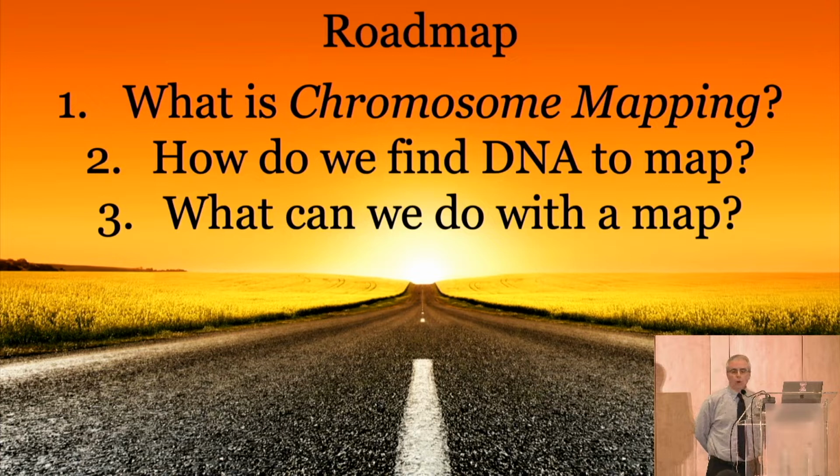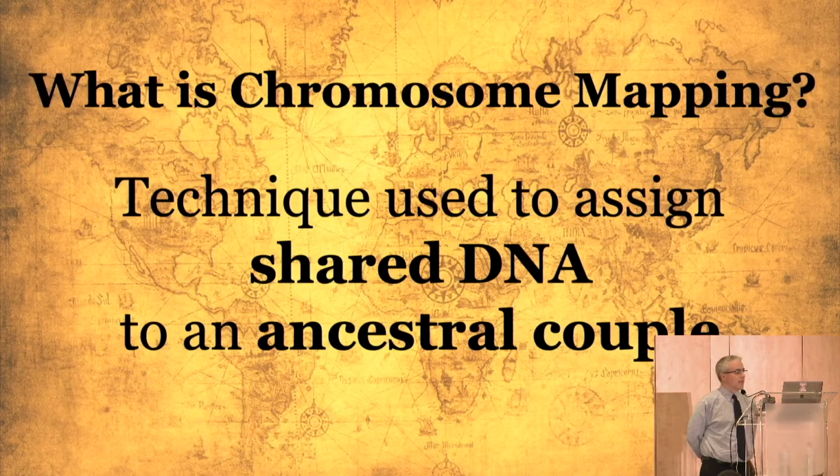And so when we talk about chromosome mapping, those of you that have done this are familiar with it. But if you're new to chromosome mapping, it's essentially a technique we use to assign shared DNA to a particular ancestral couple. So what we're doing is we're taking existing DNA matches and we are discovering what DNA we share with them and assigning it back to the ancestral couple we share with that particular cousin.